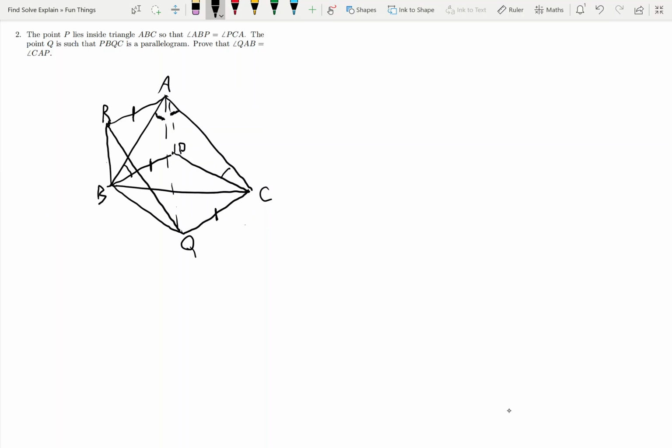Now, as for how we know that it's a cyclic quadrilateral, so we have ABQ, and we know because of these two parallelograms that that angle is equal to ARQ. And from there, we know that ARBQ is a cyclic quadrilateral. This is quite important, so I'm going to write it down.